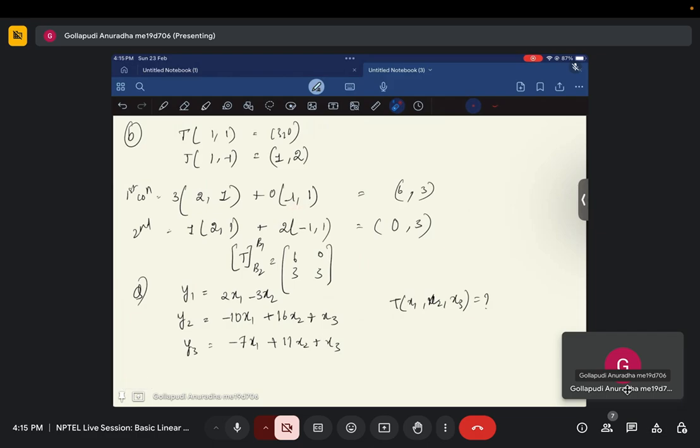No. You are getting (6, 3), not (3, 0). You have to write (3, 0) as a linear combination of (2, 1) and (-1, 1). Then whatever coefficients I'm getting from that, I have to write as a column.